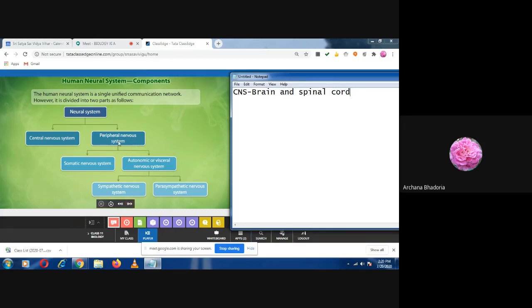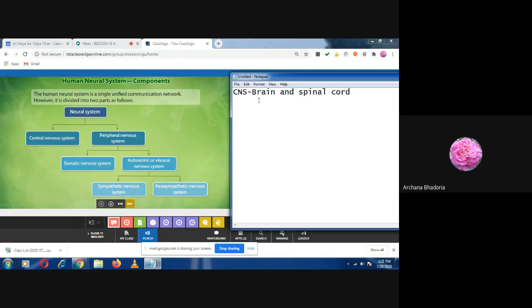Now the second one is the peripheral. Try to understand why we are calling it peripheral, because this system is spread in the different parts of the body. Peripheral means all the parts; the word has come from periphery. So these all arise from the peripheral parts of the central nervous system, and the peripheral nervous system consists of the nerves. And what are the different nerves? The nerves are arising from the two parts of the central nervous system.